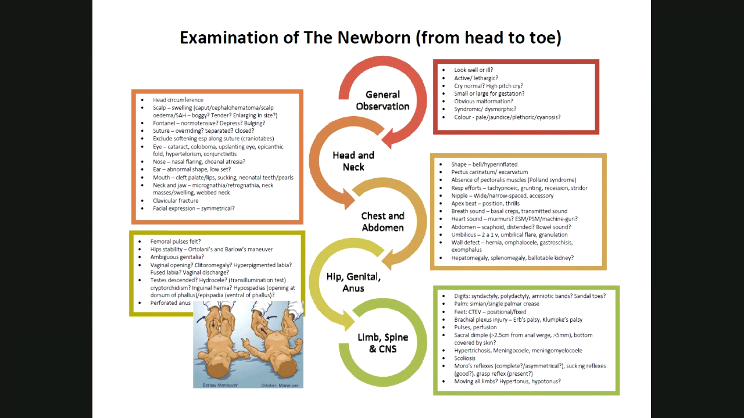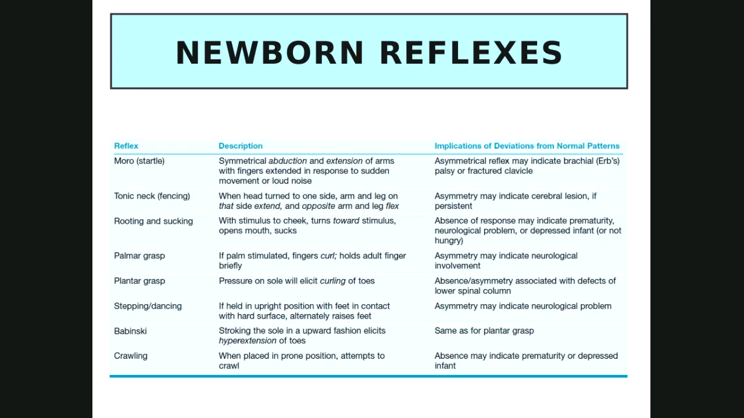Then you do the head, neck, chest, abdomen, i.e. head to toe, hip, genitalia, anus, limb, spine, and the cranial nervous system. Those are your reflexes, okay? So for your reflexes, again, I'm not going to go over these. You should learn which ones are which and how to elicit them. Importantly, the moral, what does it mean? What do these reflexes mean? Okay, I want you to know that.